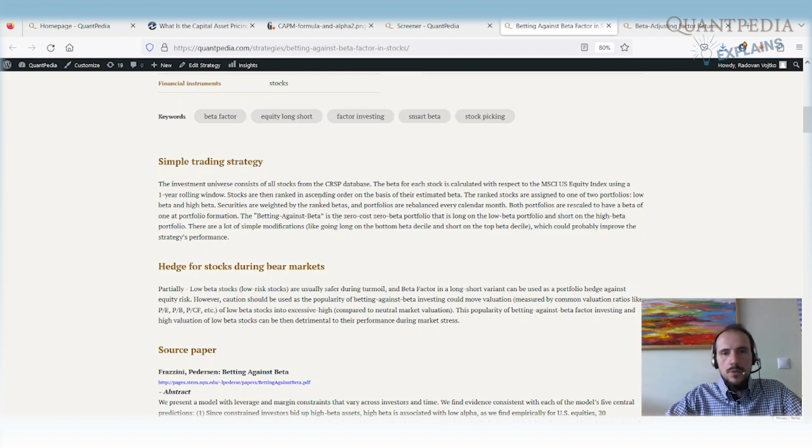But what is the most important thing is that we are not building a portfolio that is zero cost on a dollar basis, but we are building a portfolio that is zero cost on a beta basis.